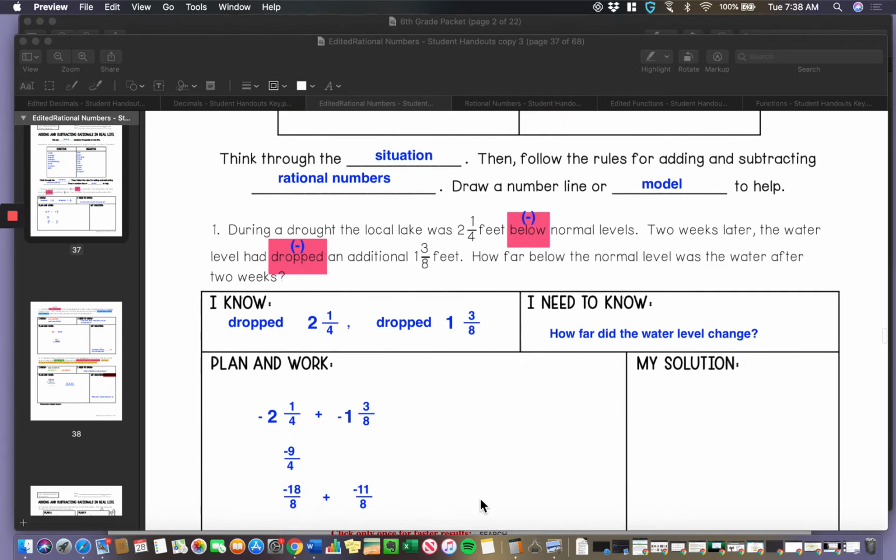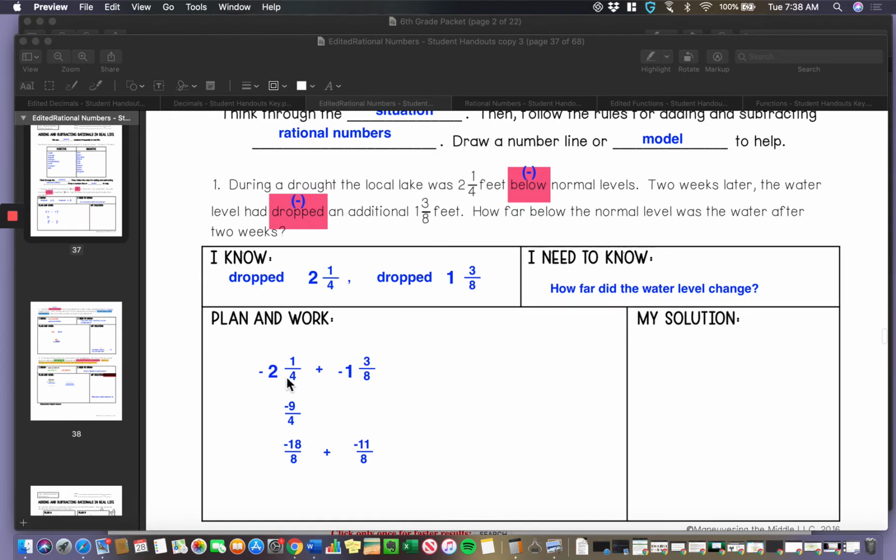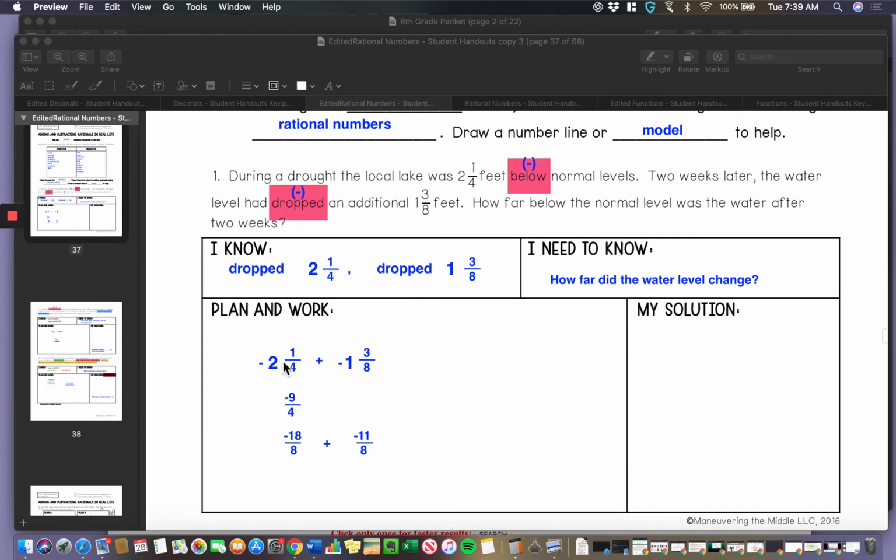Well, if I'm going to take this problem, this is going to be a negative rational number because the water level fell. And then it fell again. In addition to this 2 1/4, it fell 1 3/8 feet. Well, when we're adding rational numbers, you guys, we have to change these mixed numbers to improper fractions, and they are both negative numbers, so that means my improper fractions are going to be negative.